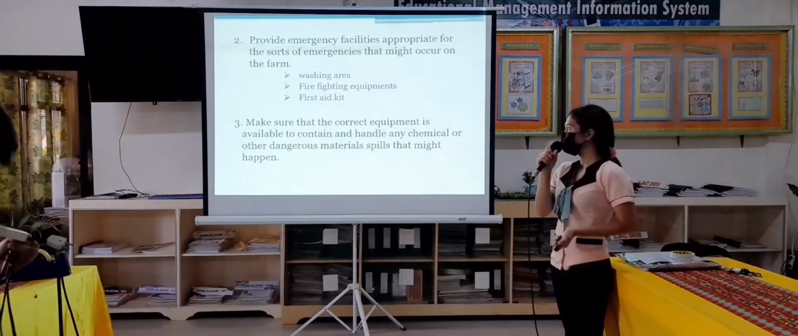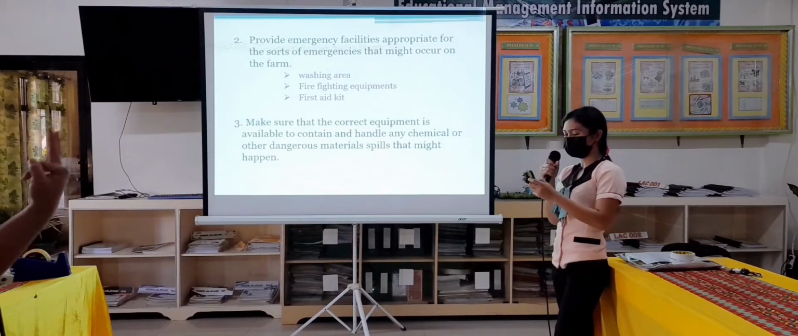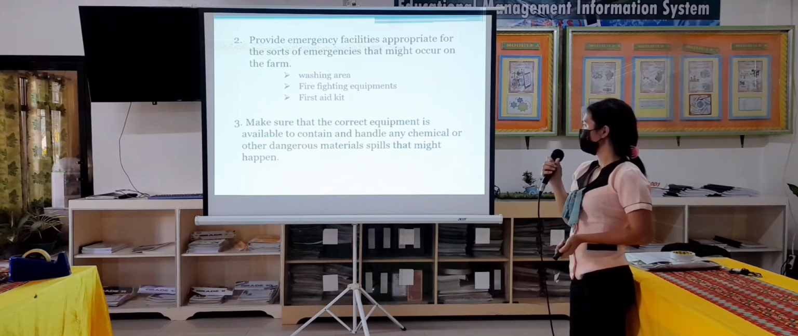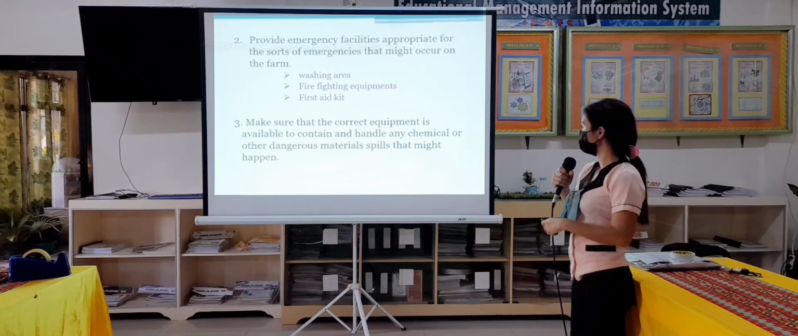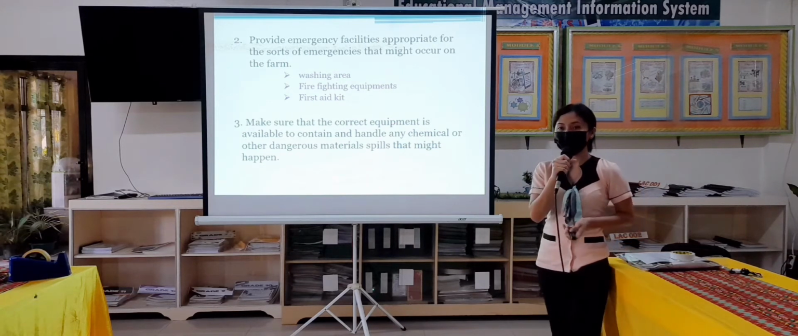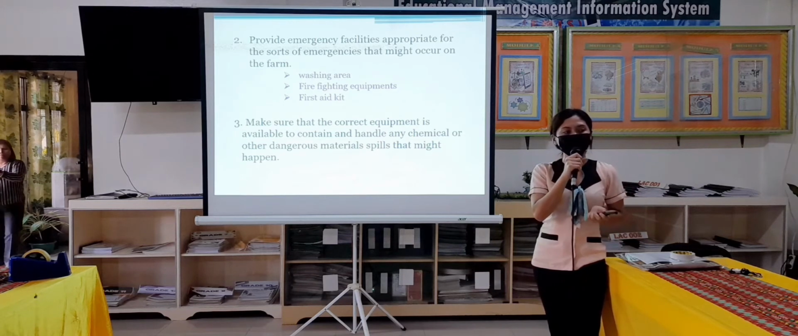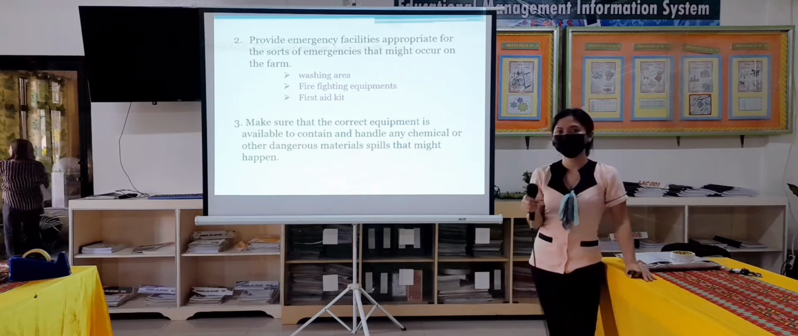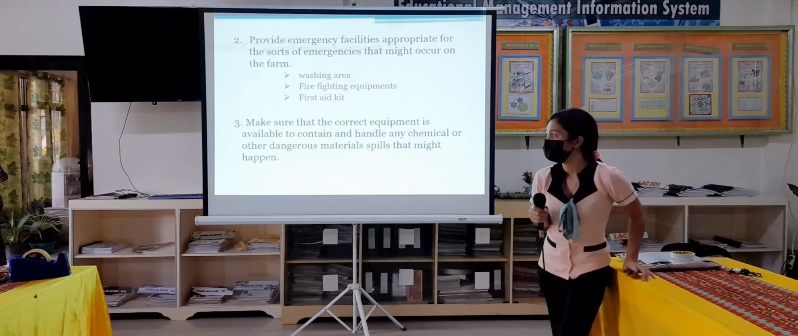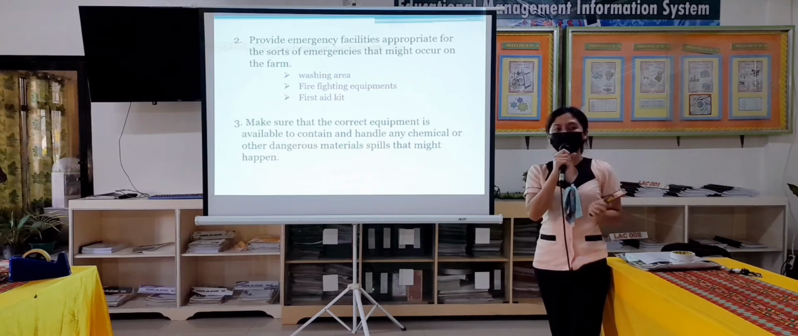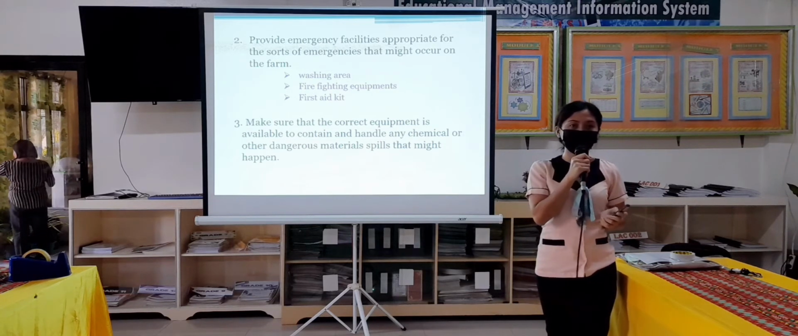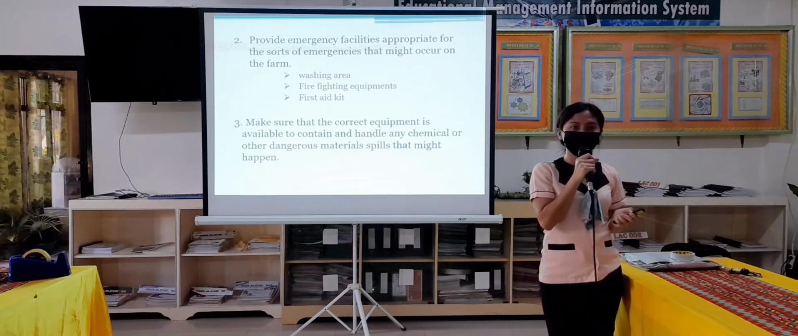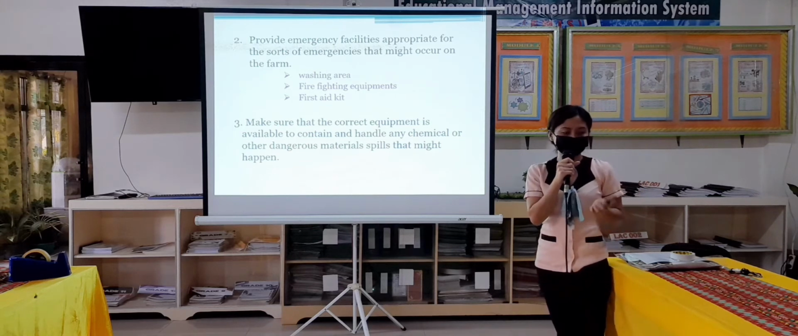Next, Mr. Aljimar, can you read? Make sure that the correct equipment is available to contain and handle any chemical or other dangerous material spills that might happen. Thank you. So the farm or the workplace must have personal protective equipment to avoid spills. The workplace or the farm must have personal protective equipment in order for the workers to protect themselves from chemical spills.